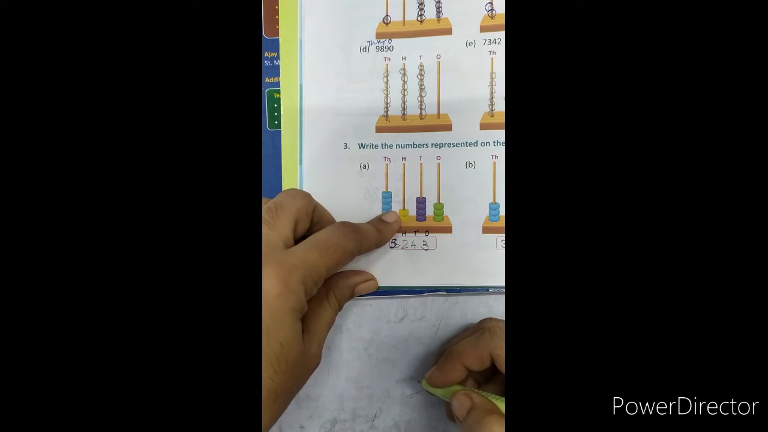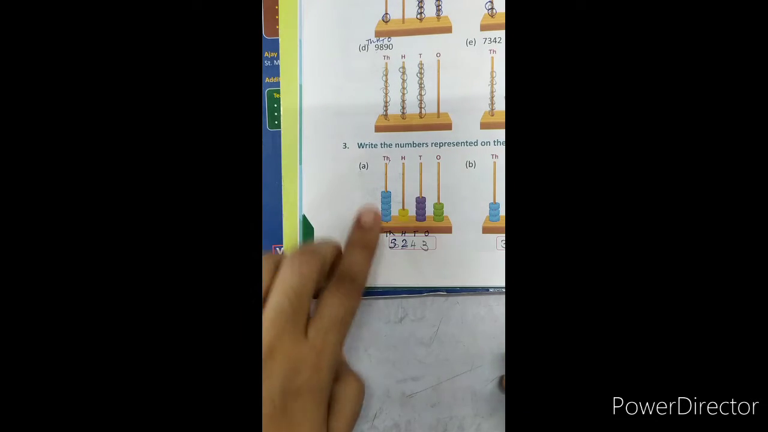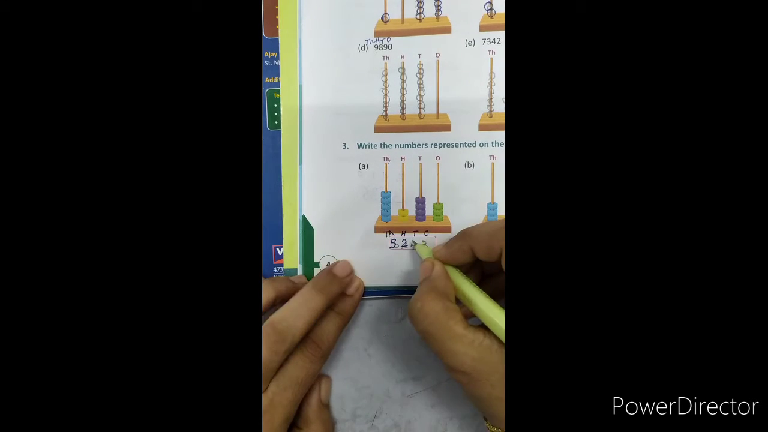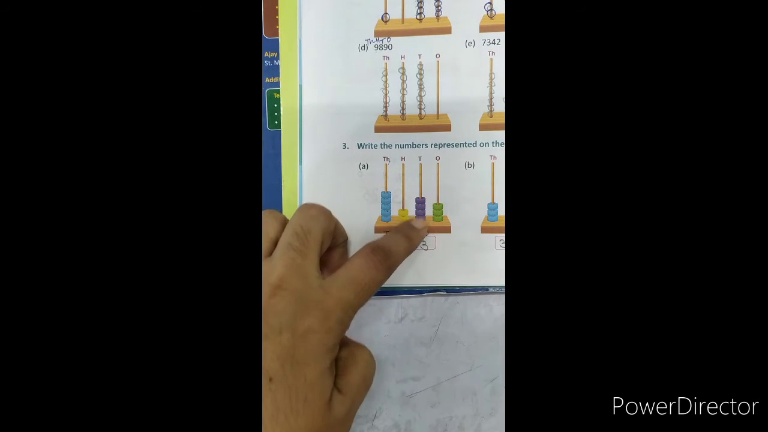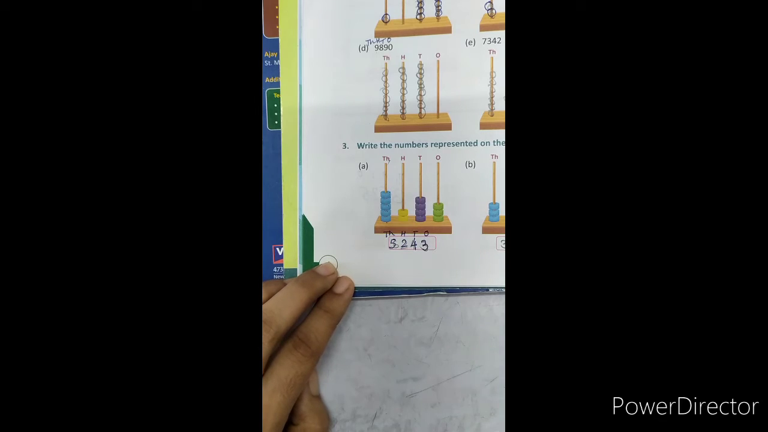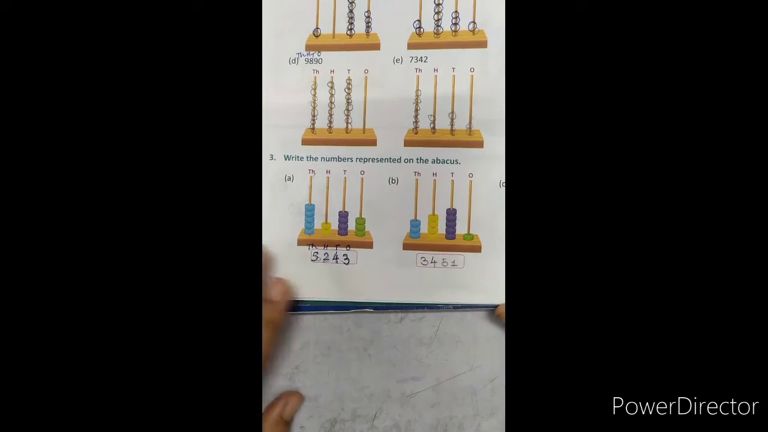Under 100 there are 2 yellow beads, so write 2. Under tens there are how many purple beads? 1, 2, 3, 4 beads. So write 4. And then you have 3 green beads under ones position. Now see, number is 5243.